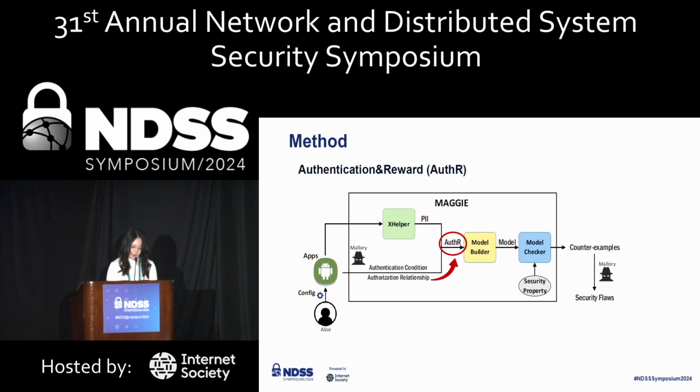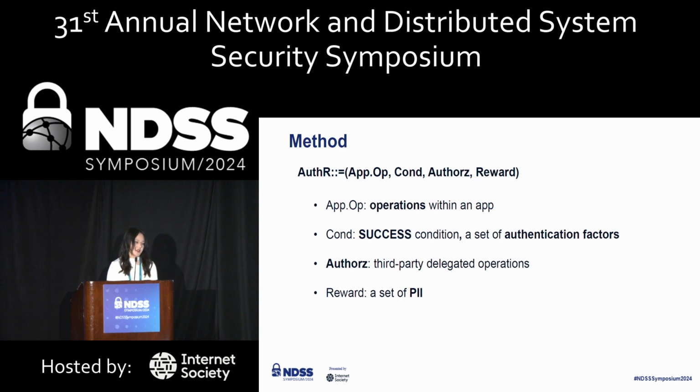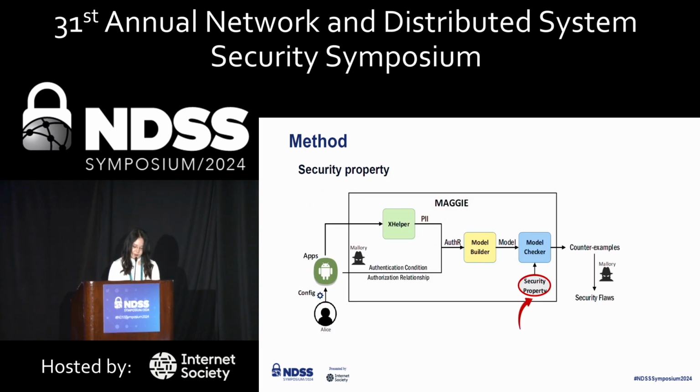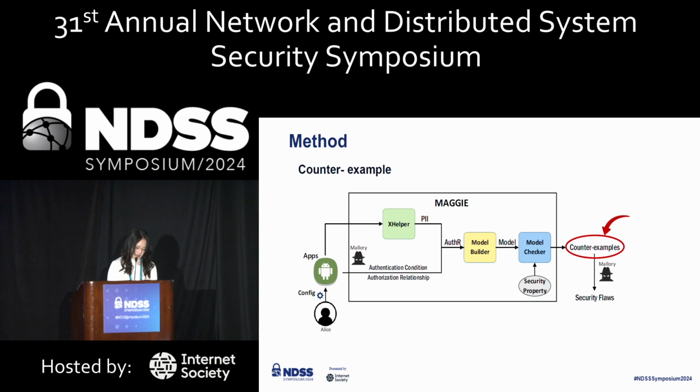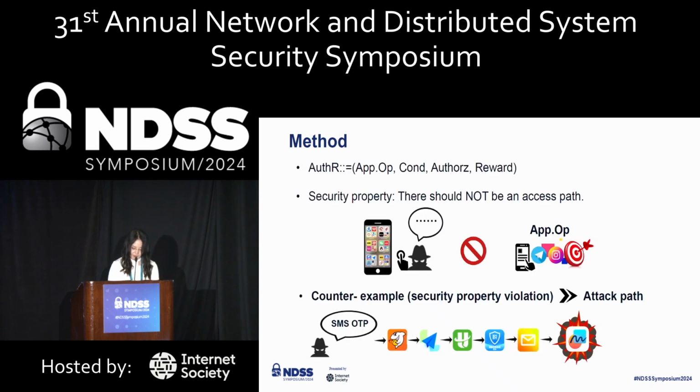Authorization is a 4-tuple metadata, containing operations, successful condition, authorization, and rewards. Before starting the model, the security property was proposed as follows. For a target app operation, there should not be any access path that allows an attacker to bypass authentication conditions of the target operation. If a counterexample exists that violates the security property, it means that there is an access path that allows the attacker to operate other apps, gain enough PII, and bypass the target PaFA. We refer to these counterexamples as attack paths.